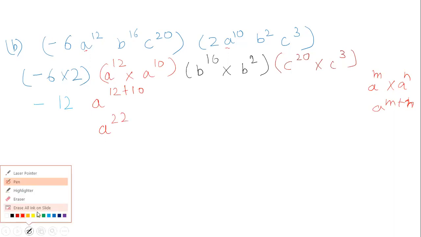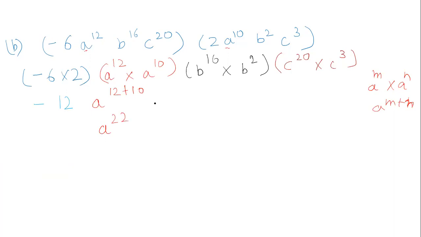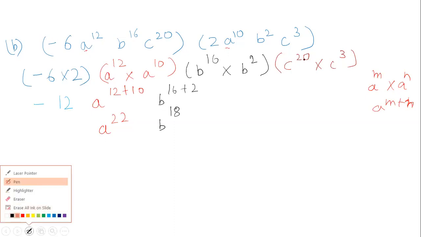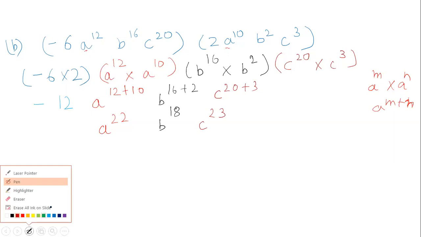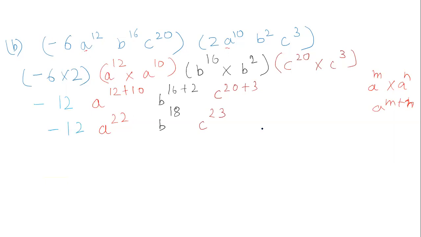So let us do for others. B raised to the power 16 plus 2. So B raised to the power 18 we get here. C raised to the power 20 plus 3. So we get C raised to the power 23. And here coefficient of these terms is -12. So this is your final answer. Okay, students, I hope you have understood the multiplication of algebraic expression.